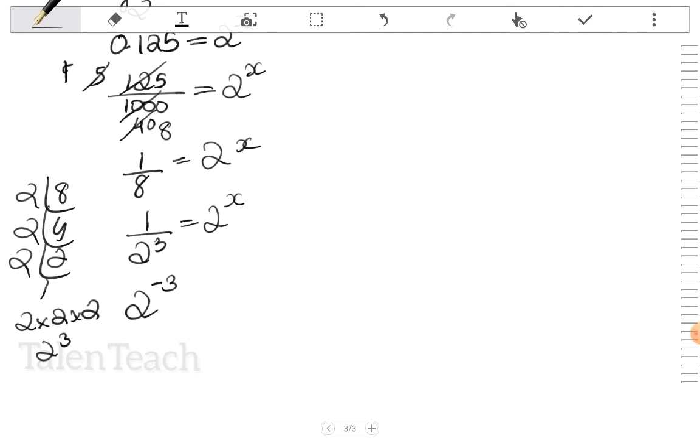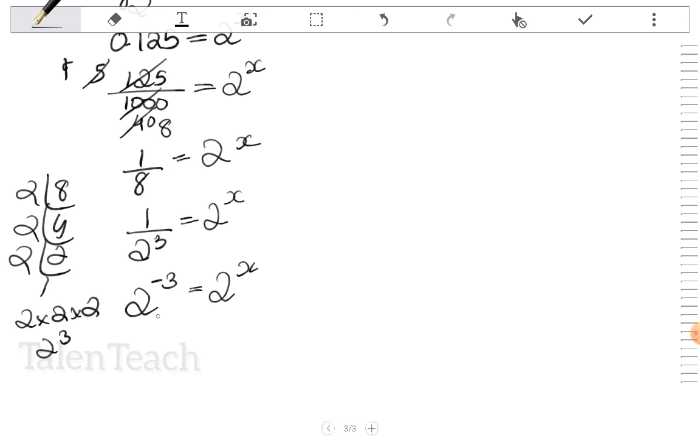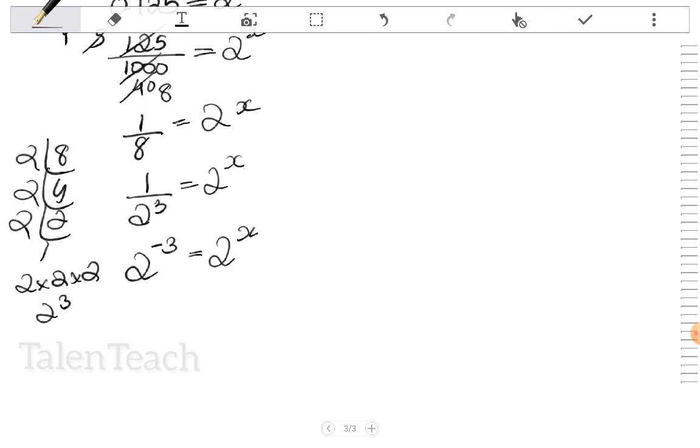So 2 raised to minus 3 is equal to 2 raised to x. Here the bases are the same. It is 2 raised to minus 3 and 2 raised to x. So now the next step, we have to equate the powers. So here minus 3 is equal to x. So the value of x is minus 3.